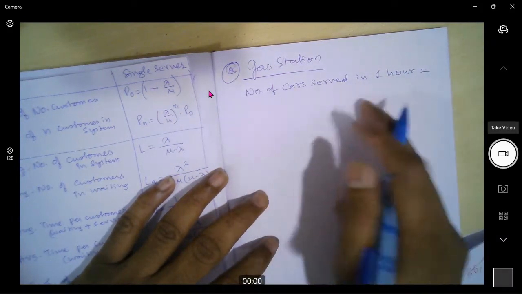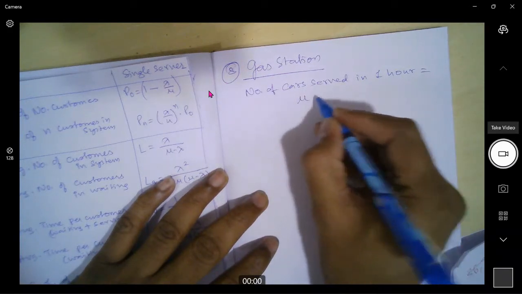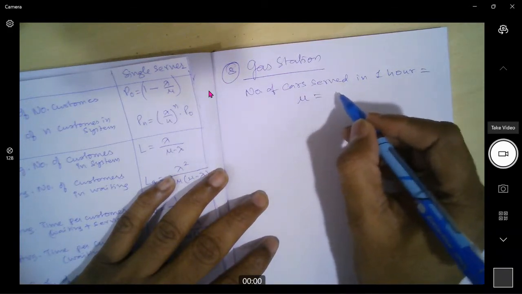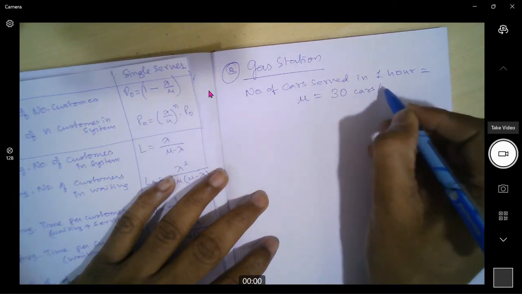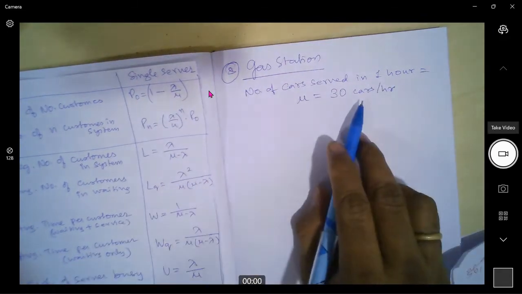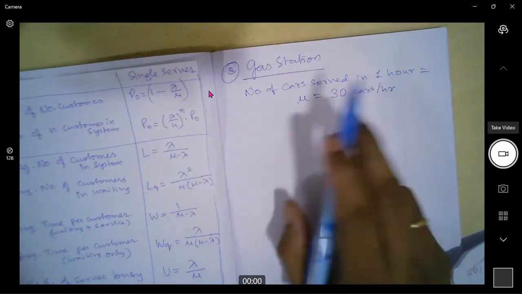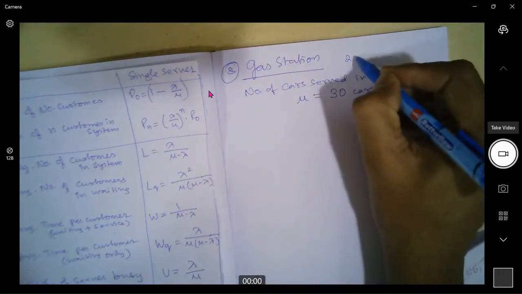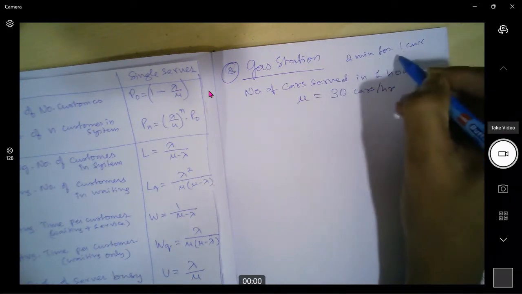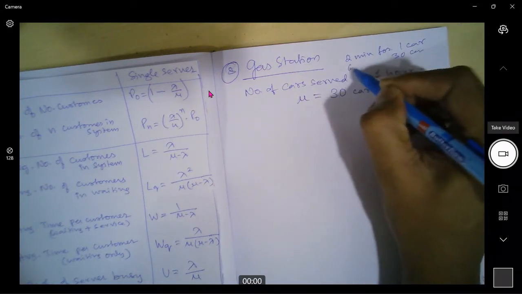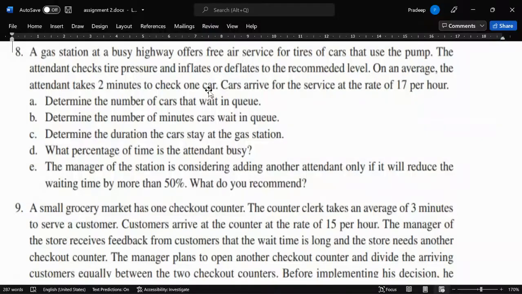Okay, so let us call this mu. So this is 30 cars per hour. Why am I saying mu? Because it is 2 minutes for one car. So for 30 cars, it will be 60 minutes. 60 minutes means 1 hour. Therefore, mu is 30.